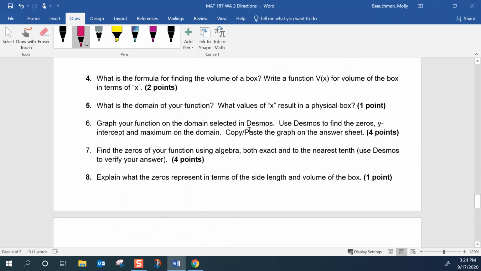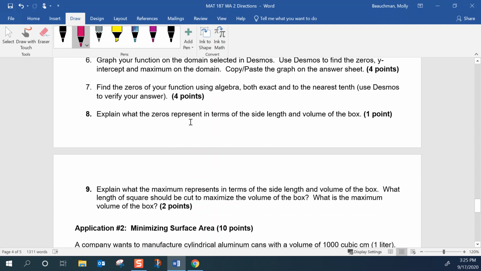Once you get your function, graph it in Desmos. Make sure that your domain is what you selected, and make sure that it shows, not a complete graph, but the values that make sense on the domain that you chose. And then copy and paste. Again, you can take a screenshot or you can use the snip tool. Then you're going to find the zeros of your function using algebra, both exact and to the nearest tenth. In this case, you're going to have exact values, no nearest tenth, and then explain what the zeros represent in terms of the side length and volume of the box.